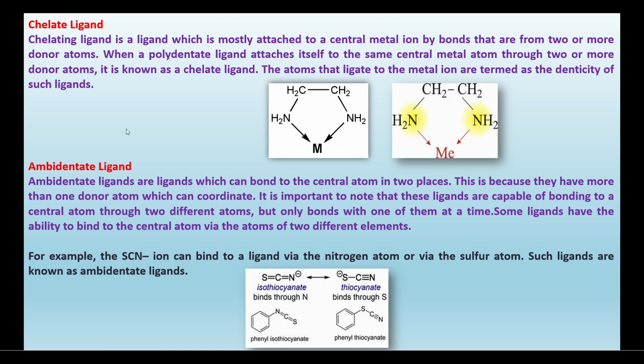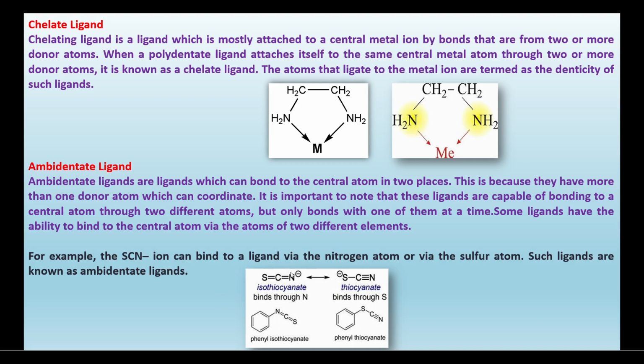Here the chelate ligand, which has two or more donor atoms, is able to form a bond with the central metal ion, and the ambidentate ligand is a monodentate ligand which can bind with the respective metal. There is the formation of the coordinate bond with the respective metal. And here we can see the thiocyanate and the isothiocyanate. This is the thiocyanate and this is the isothiocyanate.